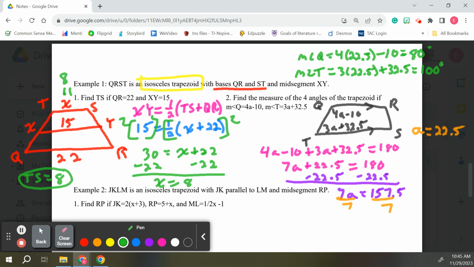Questions on example 1? Anything? Is anybody still writing? Because I am going to erase it. Are we okay?